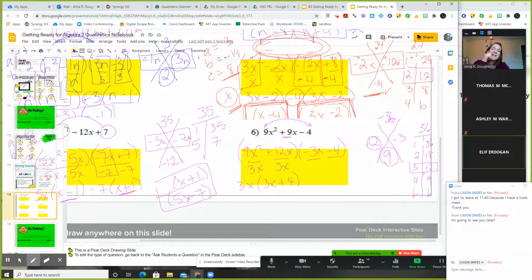Would it be 1? It would be 1. What flavor 1? A positive 1 or a negative 1? A negative 1. Yes.